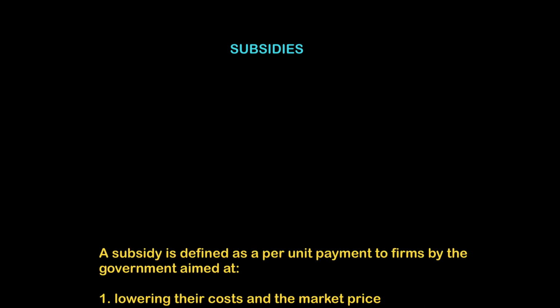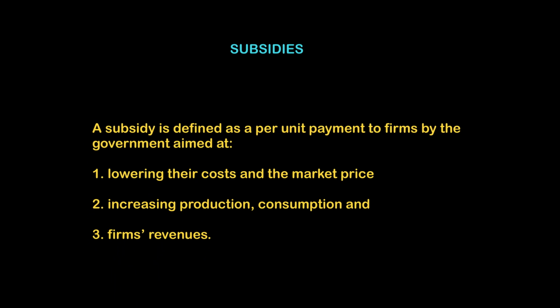Now that we're done with indirect taxes, we're going to talk about subsidies. What are subsidies? Well, subsidies are kind of like opposite to indirect taxes because subsidies are a per unit payment by the government to the firm in order to, number one, lower their cost and therefore the market price. Number two, increase production and consumption of the good because now the good is affordable for consumers. And number three, also helping the firm to make some revenues.